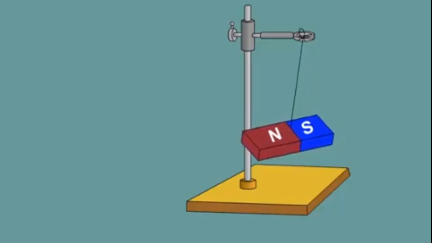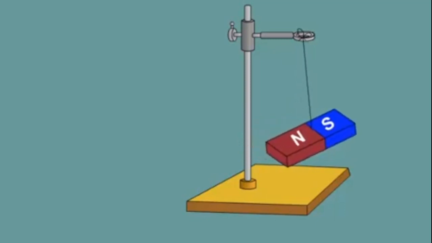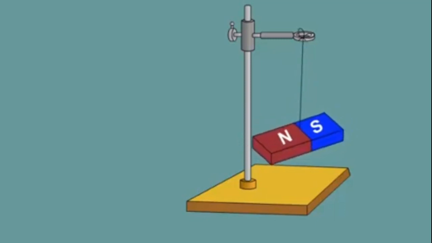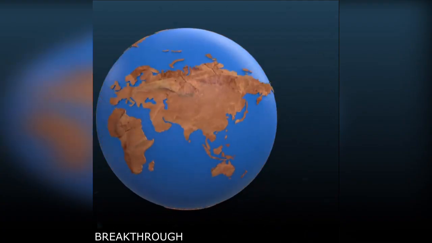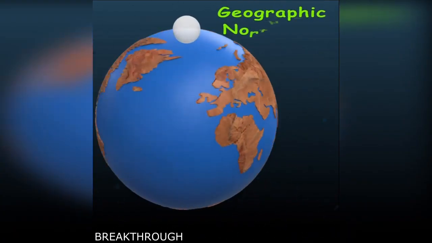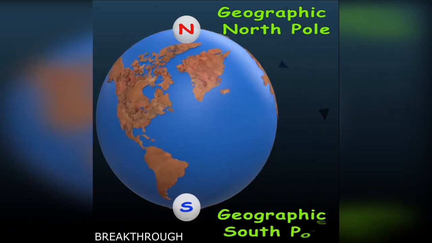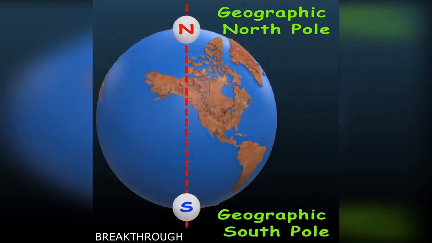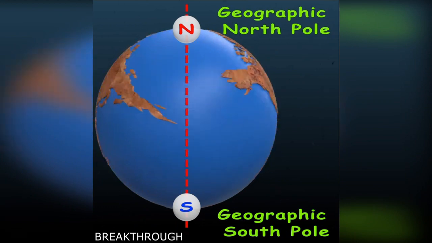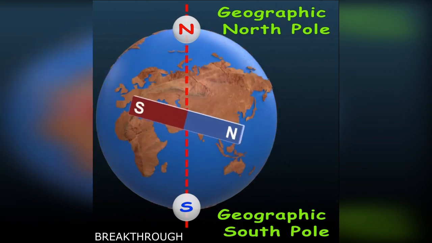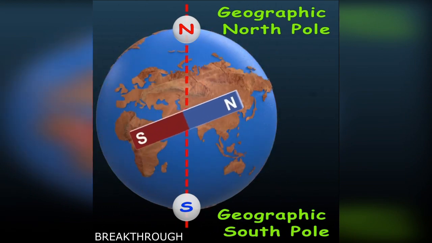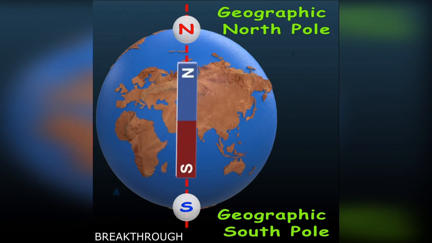As we all know, our Earth has two geographic poles: the geographic North Pole and the geographic South Pole. When a bar magnet is suspended freely, it rotates and comes to rest in such a way that the north pole of the magnet points north, and the south pole of the magnet points south. That is why these poles are called north seeking pole and south seeking pole.